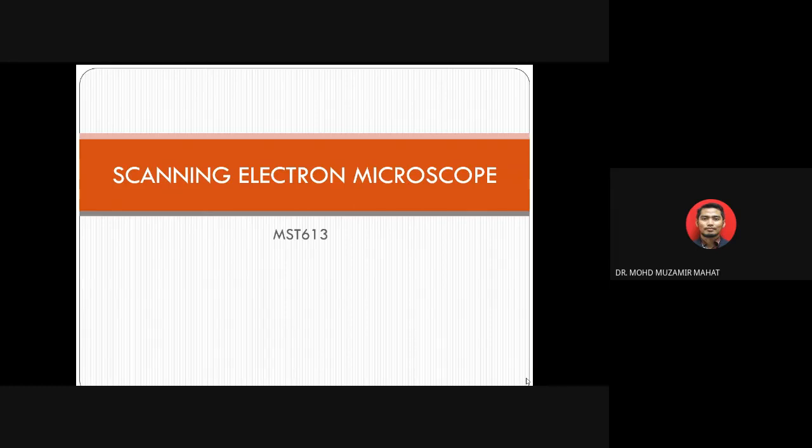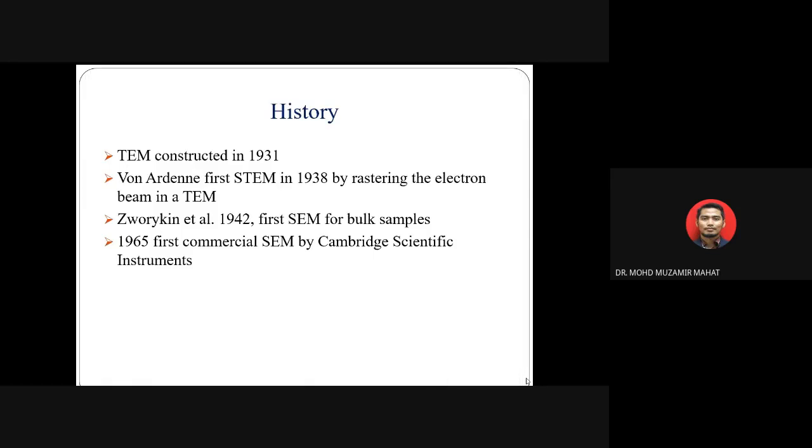Today we will be talking about scanning electron microscope for MST613 code advanced materials characterization. When talking about SEM, scanning electron microscope, definitely we need to see what actually happened in the past.